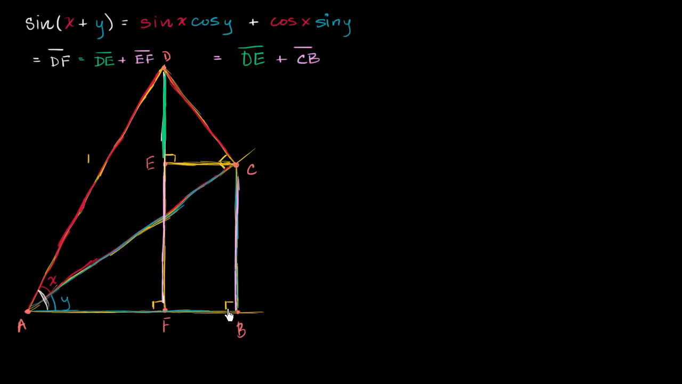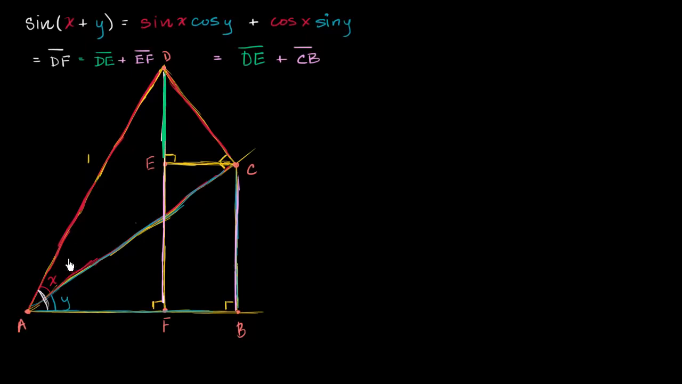Now with that as a hint, I encourage you to figure out what the length of segment DE is in terms of x's and y's and sines and cosines, and also figure out what the length of segment CB is in terms of x's and y's and sines and cosines. So try to figure out as much as you can about this, and these two just might fall out of that. I'm assuming you've given it a go. So now that we know that sine of x plus y can be expressed this way, let's see if we can figure these things out.